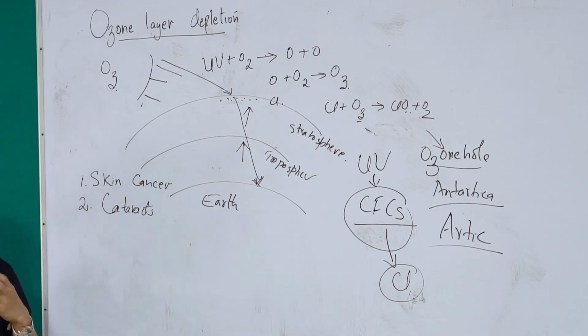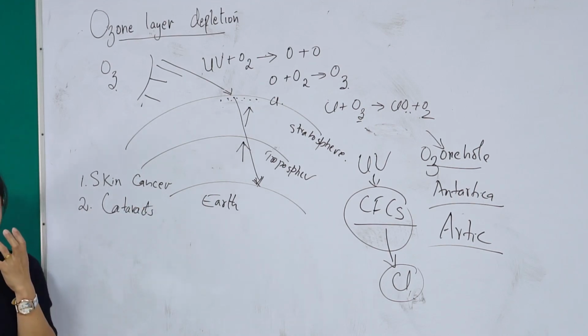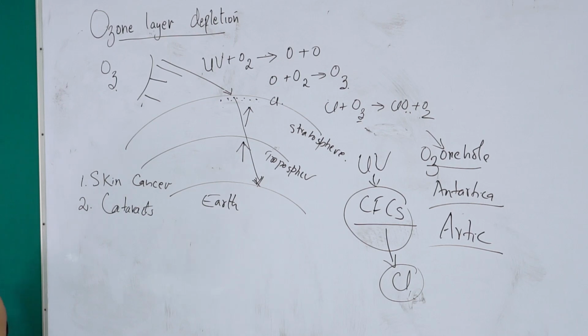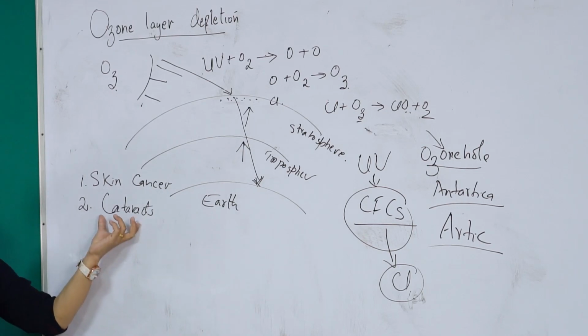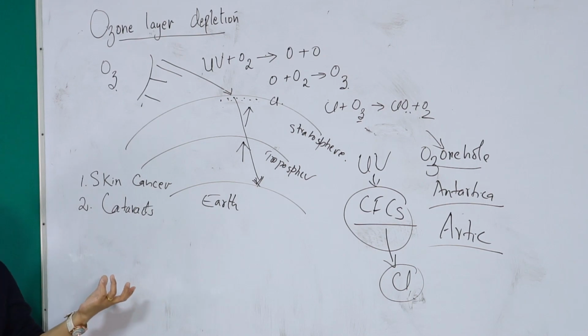Then another is cataracts. Cataract is the formation of a cloudy layer in front of the lens. As the ultraviolet rays reach the surface of the Earth, they have the probability of causing cataracts, or they even cause cataracts. Many of us see our parents or grandparents suffer from cataracts, and they have to undergo surgery to correct this. So ultraviolet rays reaching the Earth's surface cause skin cancer, and they even cause cataracts.